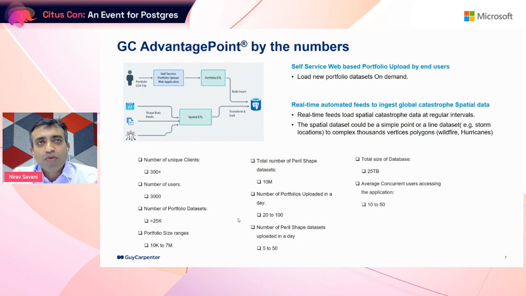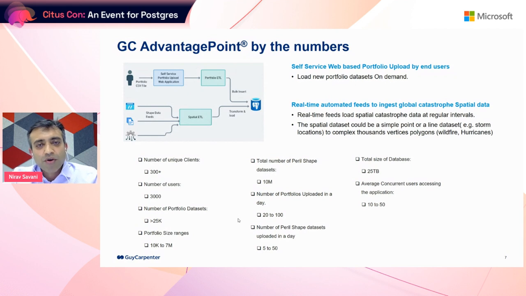At any given point of time, depending on whether there is an event happening or it's a quiet time, 10 to 50 users are performing analysis concurrently. Imagine the operation I mentioned earlier: a 7 million location portfolio intersecting against a 40,000 vertices hurricane, with 40 or 50 users running this kind of analysis concurrently against billions of locations in those tables. Pretty soon you can imagine that a single database instance is not going to fly.